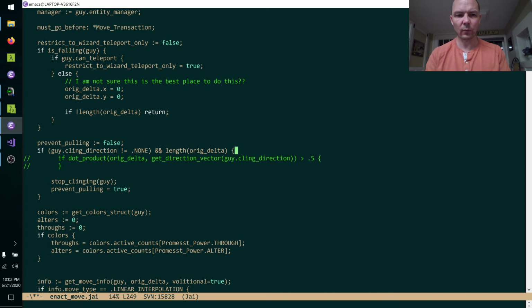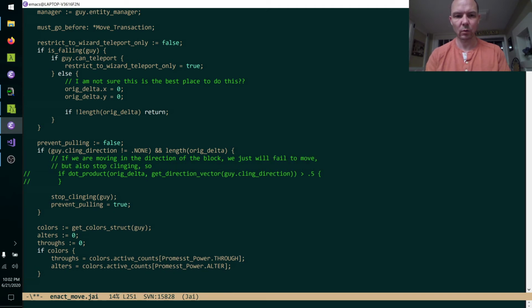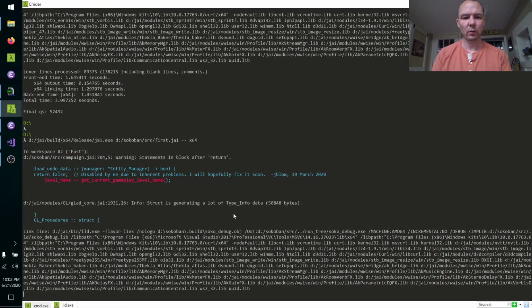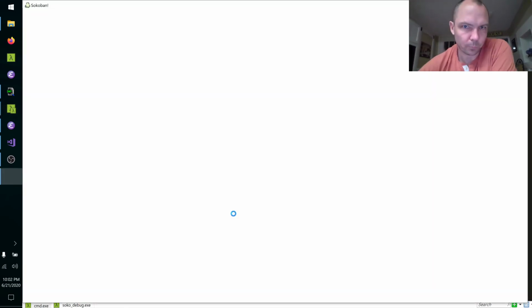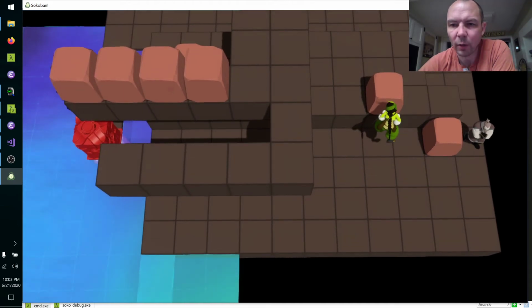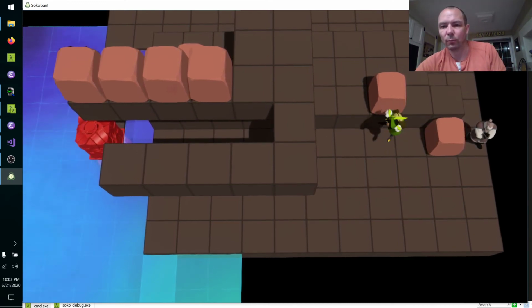Actually, you know what? Okay, so that should work. Right, so if I go into the block, boop, straight down. If I go to the side, boop, side, boop, boop.